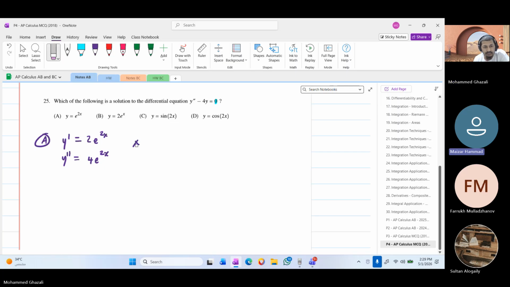Wait. 4e to the power 2x minus 4. Oh, it's 4y. Sorry, it's 4y, not y prime. 4y. Yeah, that works. 4e to the power 2x, so the answer is equal to 0. Yeah, that's it, the answer is A.